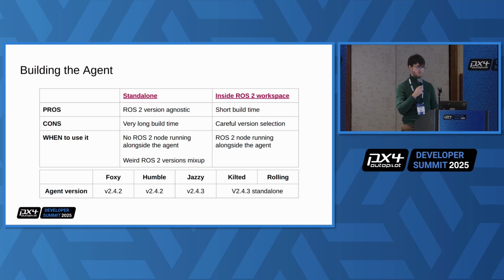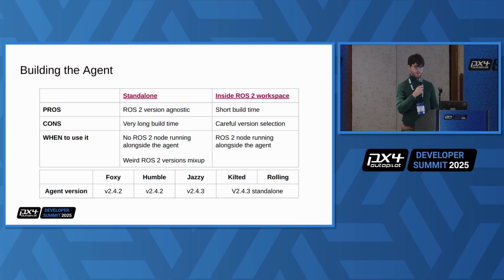You already have your ROS workspace in your companion computer. You just add the Micro XRCE agent to it, and you call build. It will be much faster than doing it standalone, because it will reuse all the dependencies, in particular FastDDS and FastCDR, the serializer.